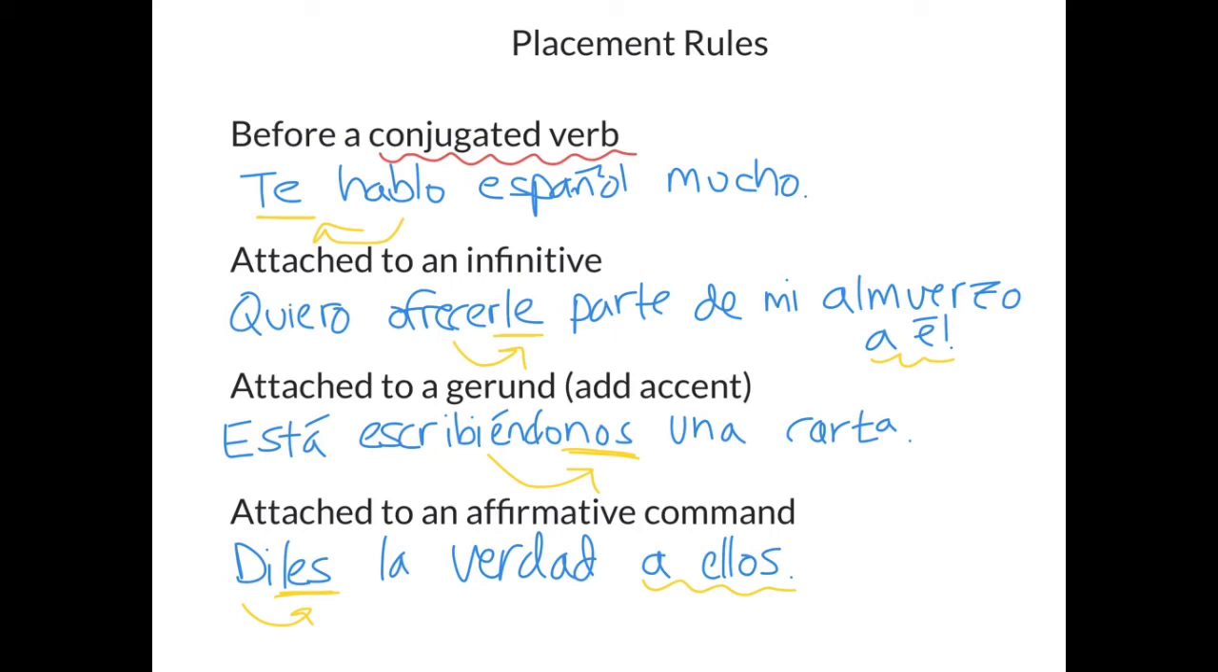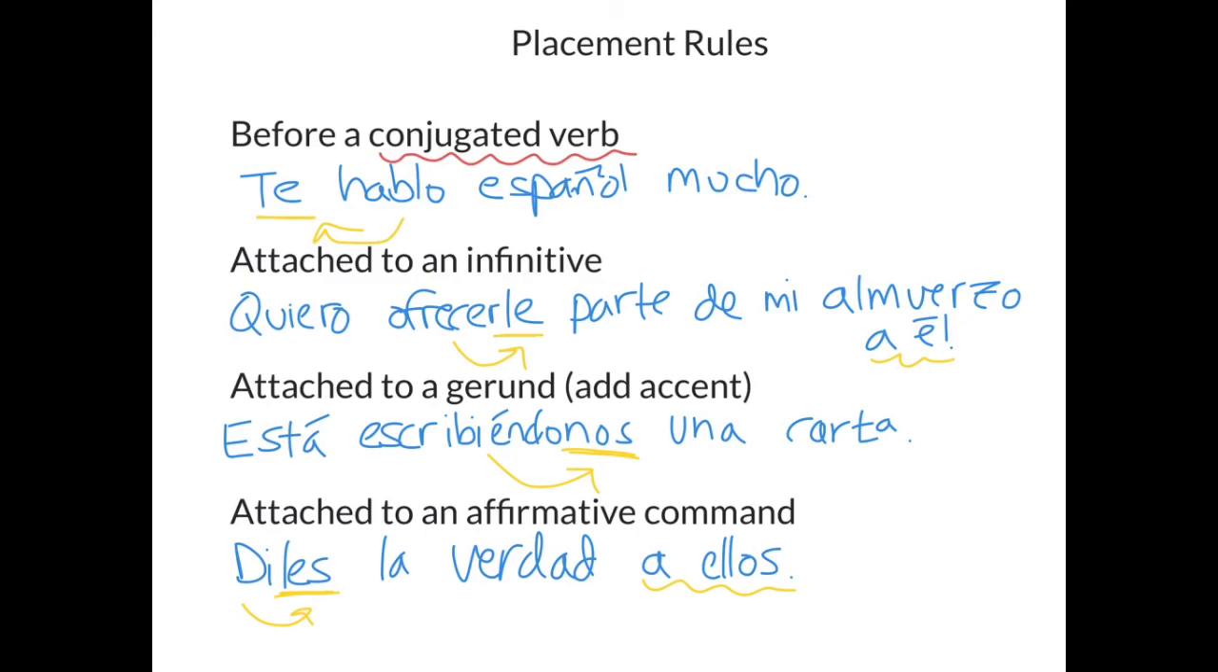And lastly, if we use any affirmative commands, that means you're telling someone to do something. If I say, do your homework, that is an affirmative command. I'm telling someone to do something. Now, in this case, I'm saying tell the truth to them. Because I'm giving a positive command, anytime a pronoun is involved, like a direct object pronoun, indirect, or reflexive, it must be attached. You don't have an option. So you would say "diles la verdad a ellos." It gets tacked on right to the end.